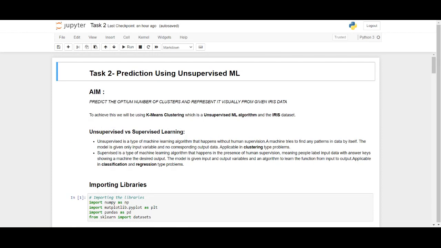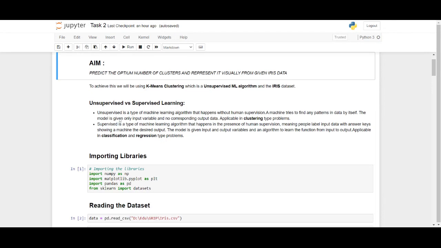Hello all, in the previous task we learned about supervised machine learning. In this task we will be doing a project on prediction using unsupervised machine learning. The aim of this project is to predict the optimal number of clusters and represent it visually from the given iris data. To achieve this we will be using KMeans Clustering, which is an unsupervised machine learning algorithm, on the iris dataset.